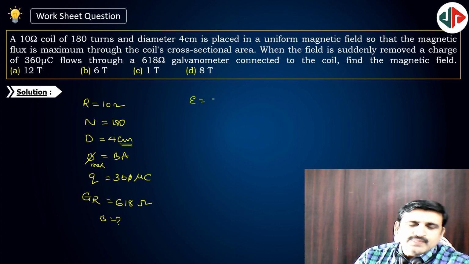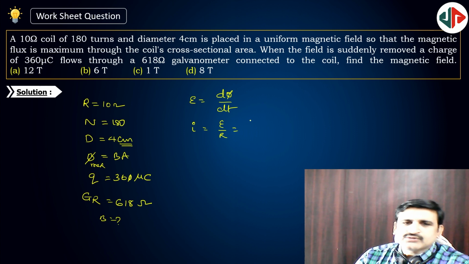EMF is equal to N A dB by dt. Here B became 0, it is removed. That means the flux becomes 0. Flux maximum to 0, he said, right? So I can go like that only. Simply speaking, d phi by dt, just magnitudes. And current I is equal to EMF by resistance, which is equal to d phi by r dt. And the charge q is equal to I dt, that is equal to d phi by r.